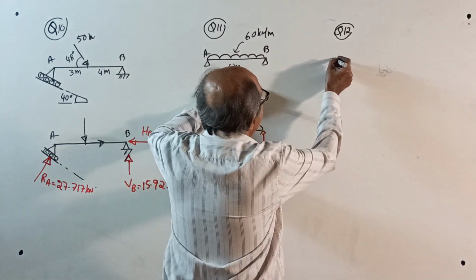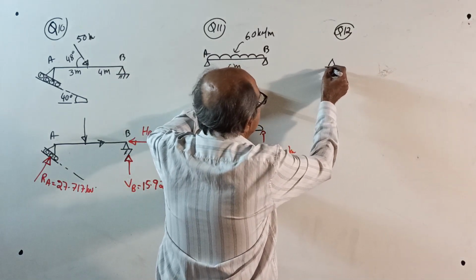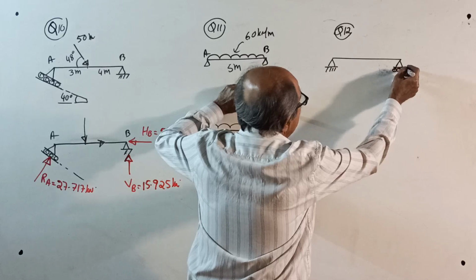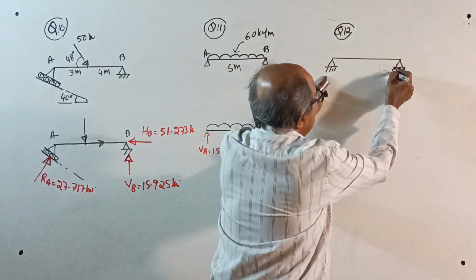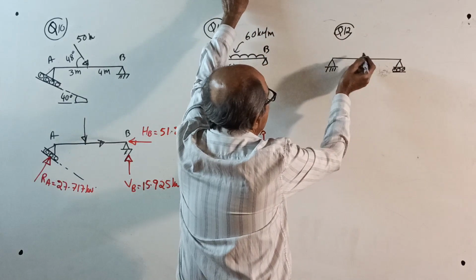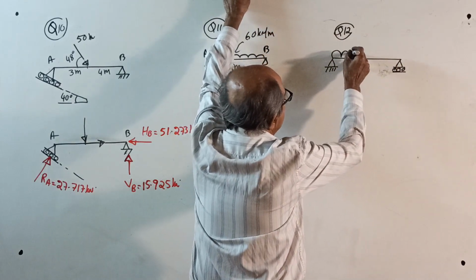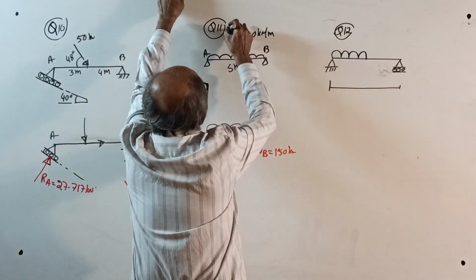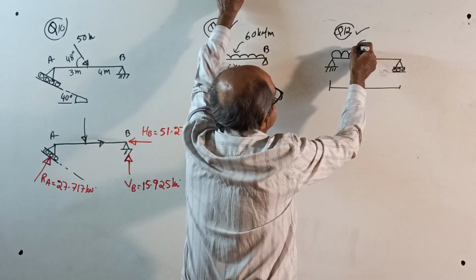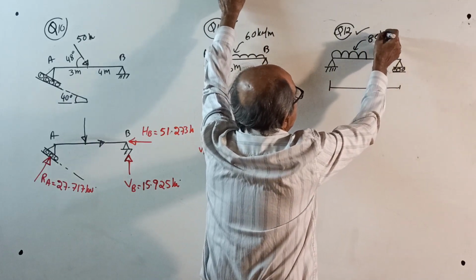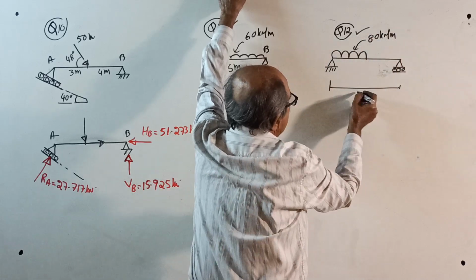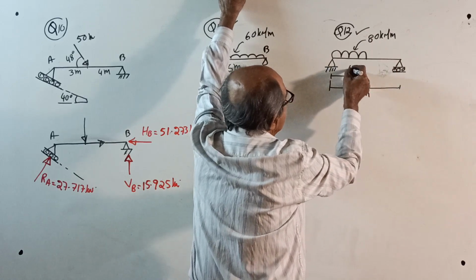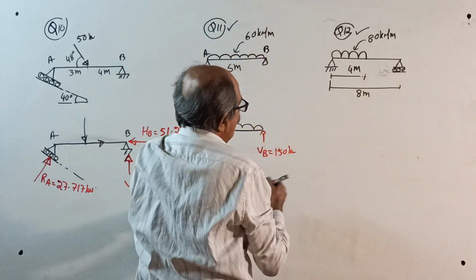Next. One hinge, one roller. Maybe hinge and roller is not required, if horizontal reaction is not there, but I will give it. See now, this way. This is a standard case. This is also a standard case. 80 kilonewton per meter. Length is 8 meter. This loaded length is 4 meter. Okay, now answer.